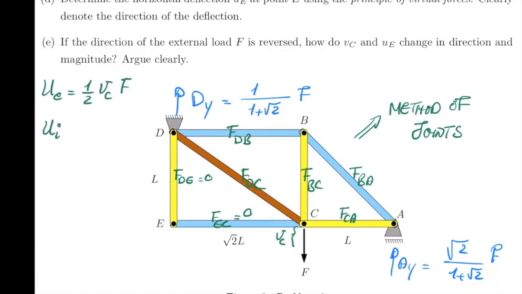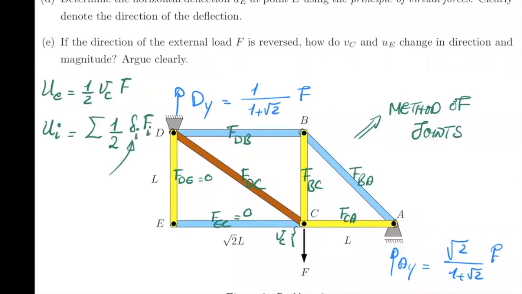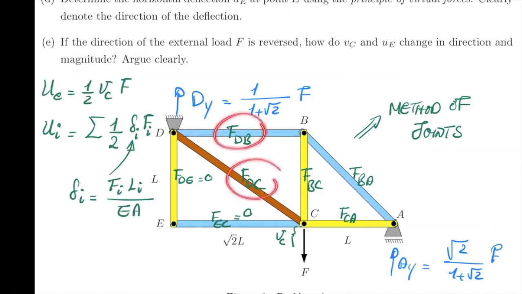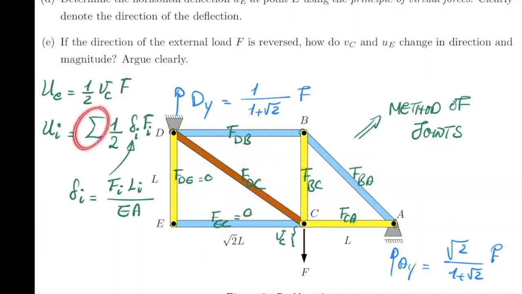Your internal energy is the sum of 1/2 delta F. So delta for each member, so let's call it delta_i F_i for each member. For each member, delta is again FL over EA. And all of them have the same EA anyway. So that's all you have to do. You basically need to calculate all these F's. Again, these two are zero, but if you want, you can calculate them. And then you have a sum here.